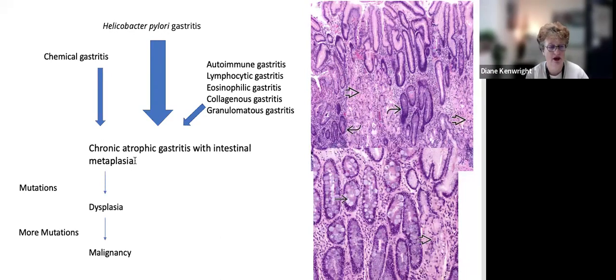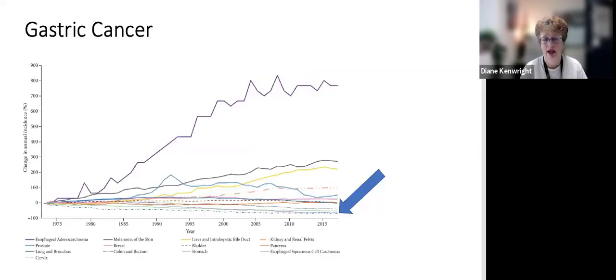Chronic atrophic gastritis with intestinal metaplasia is genetically unstable, mutations accumulate, dysplasia occurs, there's an in situ phase, and then more mutations lead to malignancy. This is, again, the classic adenocarcinoma sequence that was similar to the esophagus. Gastric cancer has decreased in incidence as we've got on top of the Helicobacter and can now effectively treat it.